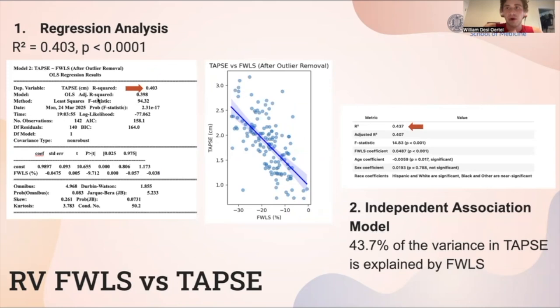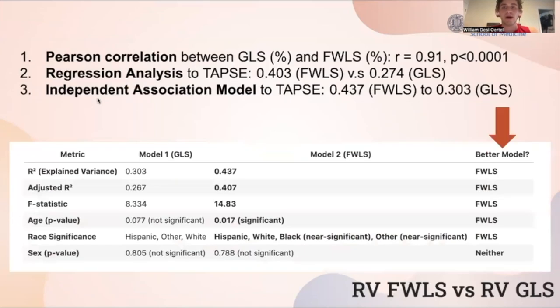Now, when we compare this to our FWLS here in this slide, we see that our R squared on regression analysis is 0.403, showing a better association. Additionally, the independent association model, after adjusting for the same things, age, sex, and race, found that 43.7% of the variance in TAPSE is explained by FWLS, making it overall a better model.